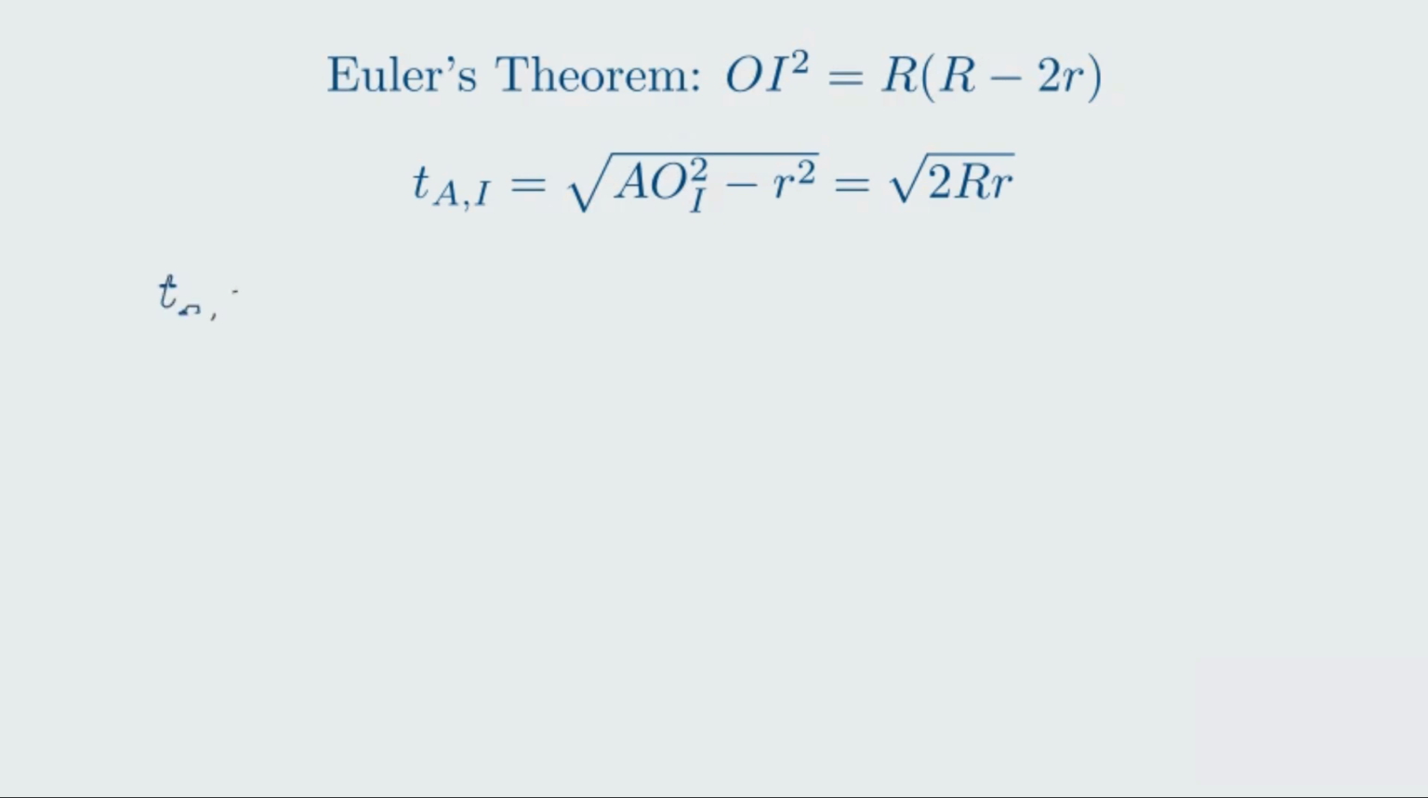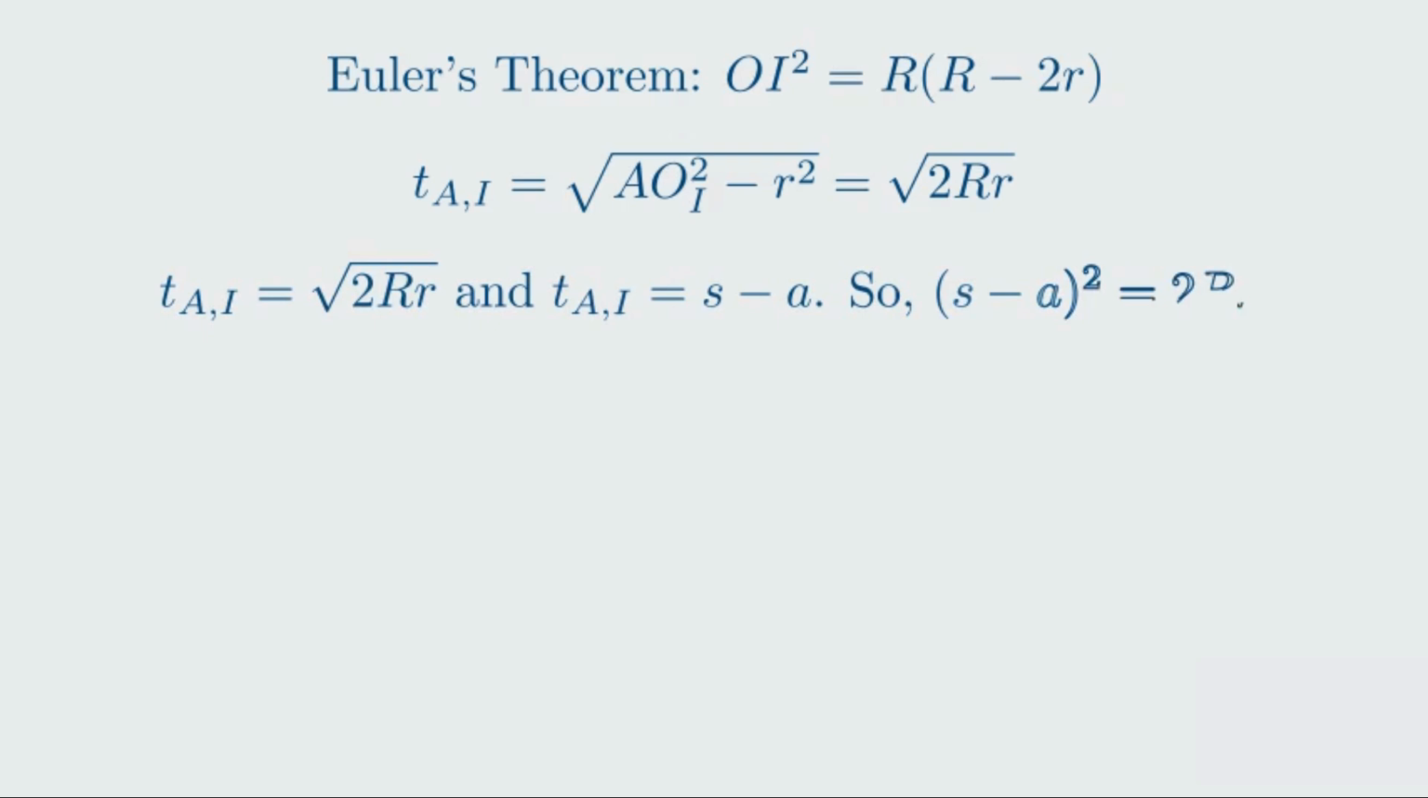Now, the tangent length from vertex A to the incircle is also known to be s minus a, where s is the semiperimeter and a is the side length BC. This gives us a useful identity. 2Rr equals (s-a) squared. Remember this, as it will be very important. We can calculate the other 6 tangent lengths needed for our equation using these principles and some trigonometric identities. The process is straightforward, but involves algebraic manipulation. For the sake of time, let's just state the results.